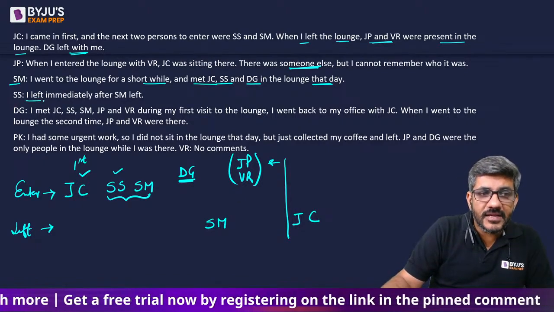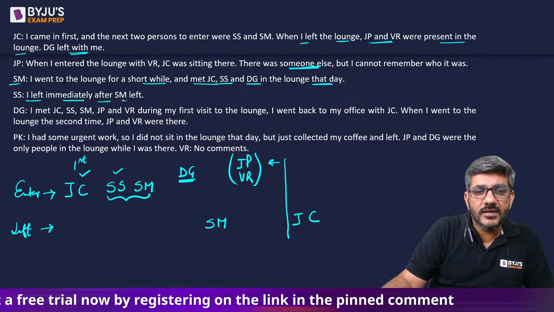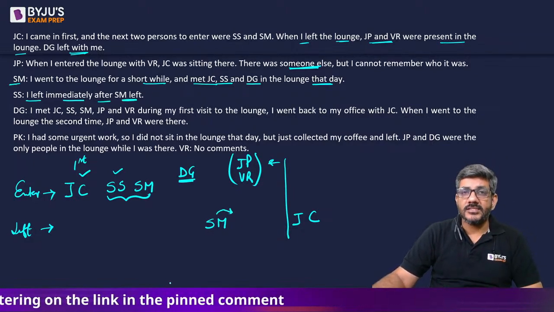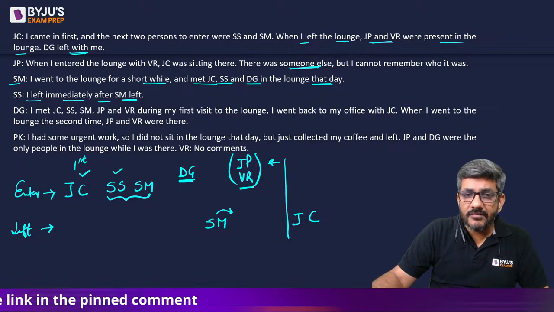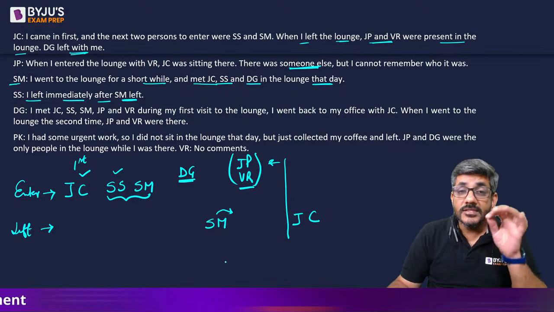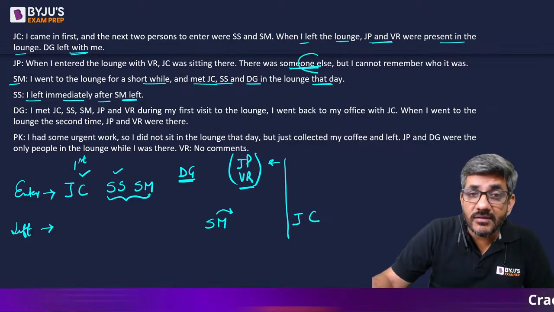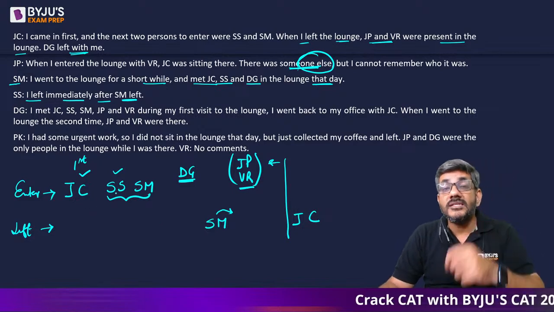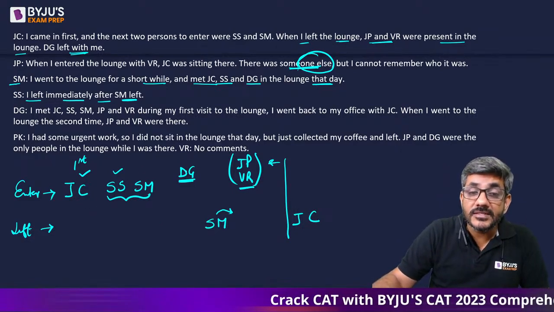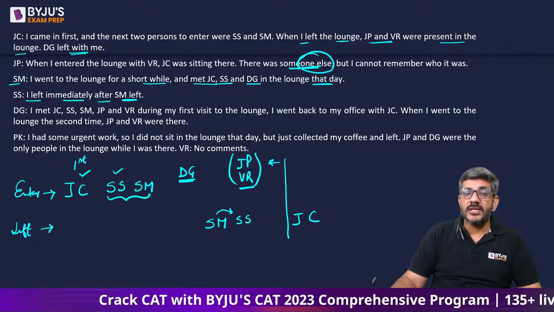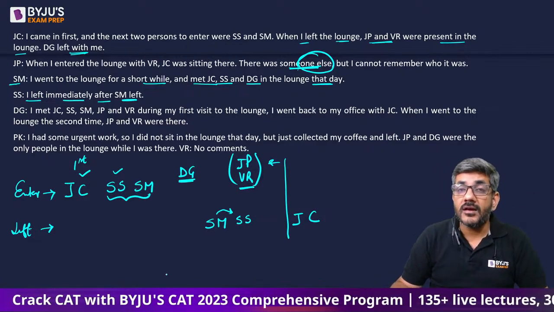SS says, "I left immediately after SM left." So just after SM, SS left. Did he leave after JPVR or before JPVR? How do I know that? The point is, JPVR said that we saw someone else as well. So apart from JC, who should that someone else be? That someone else should be DG. That means SS must have left just after SM, and then JP and VR would have come.